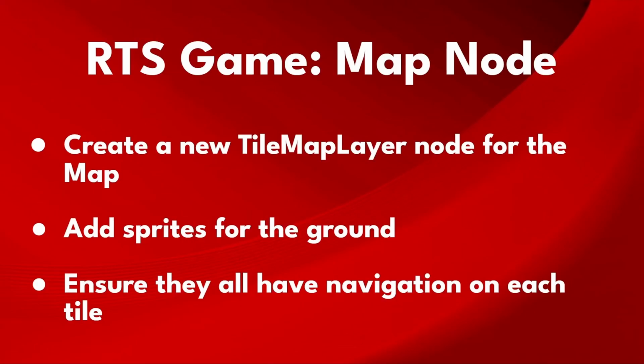All right. In this section, we're going to go ahead and create the map node. We're going to start off creating a new TileMapLayer node for the map. Then we're going to go ahead and add all the sprites for the ground. Last but not least, we're going to ensure they all have a navigation on each tile. Now let's go ahead and jump right in.